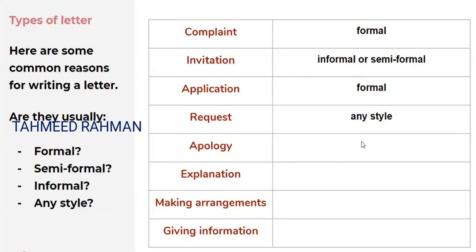Now, apology is usually formal. Apology is usually formal, but sometimes you might also apologize to your friend. So in that case, it will be informal. You might apologize to your colleagues or to your co-workers. In that case, it will be semi-formal. What about explanation?